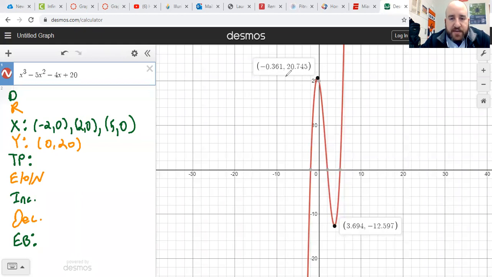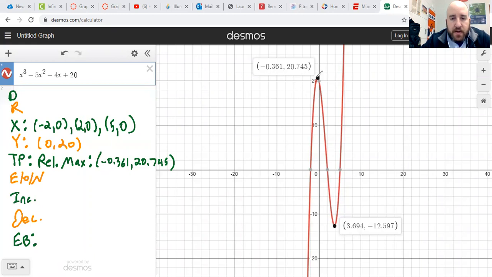So for (-0.361, 20.745), this is what we would call a relative maximum. So I'll go ahead and write that down. We'll say a relative maximum, okay? (-0.361, 20.745). We call it a relative maximum because, again, the best way to really describe it is it's the highest defined point.